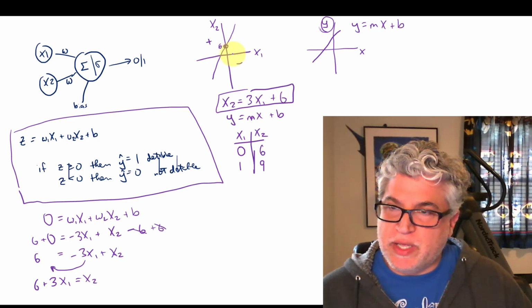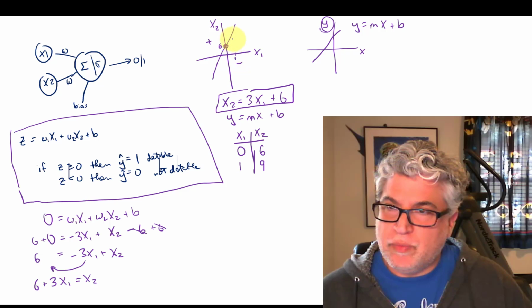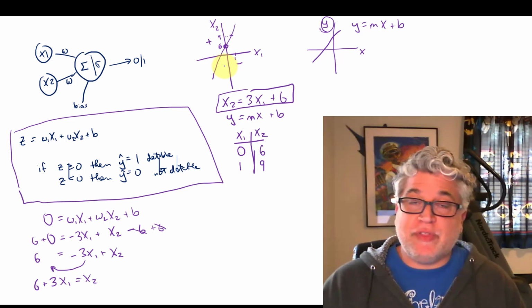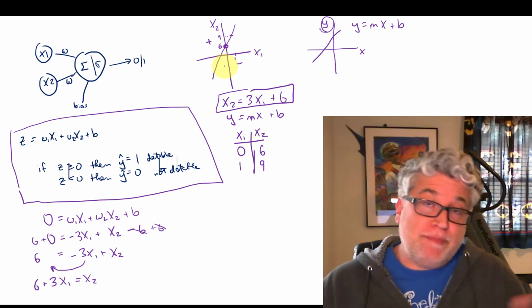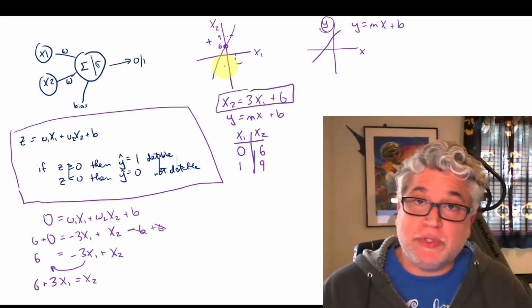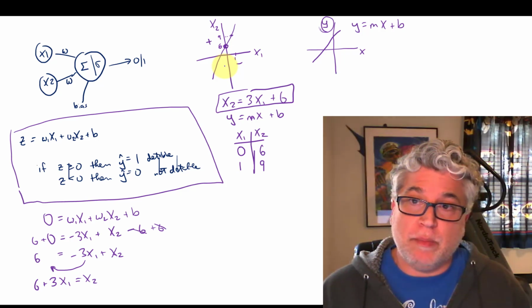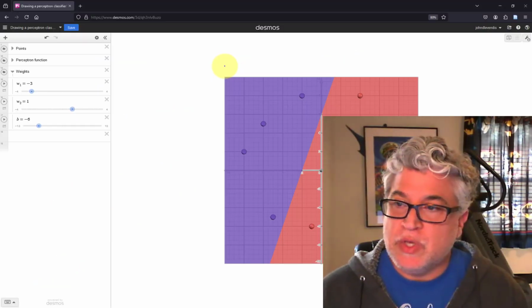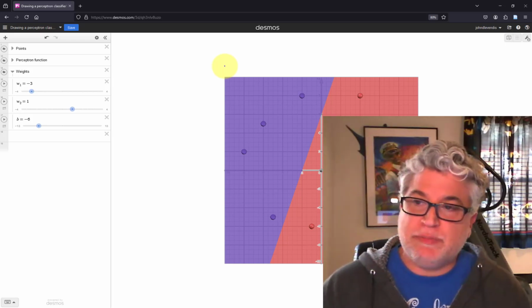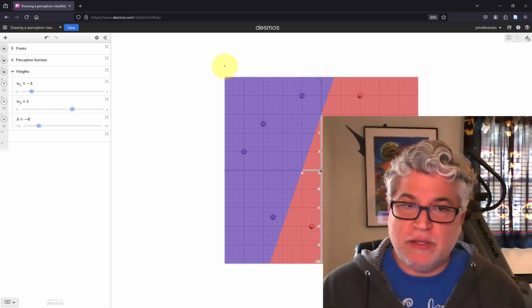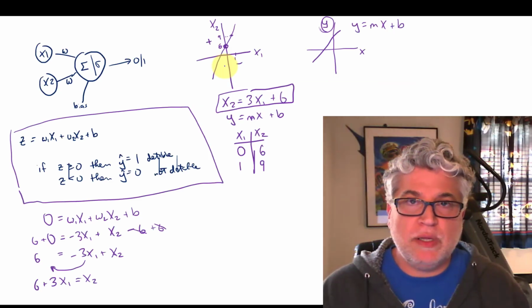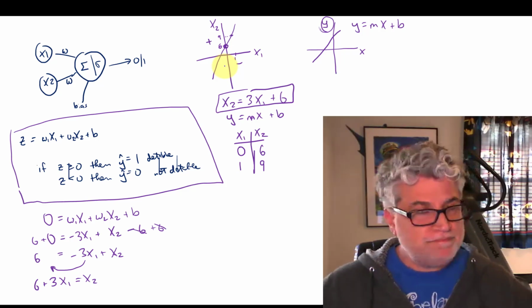And when x1 is 1, x2 is 9, and I connect those with a straight line and a ruler. I've graphed by hand the line that should be equal to what we had in our earlier graphing software, namely this. So the equation of the line that splits purple from red is x2 is equal to 3x1 plus 6. That's it. We're done.